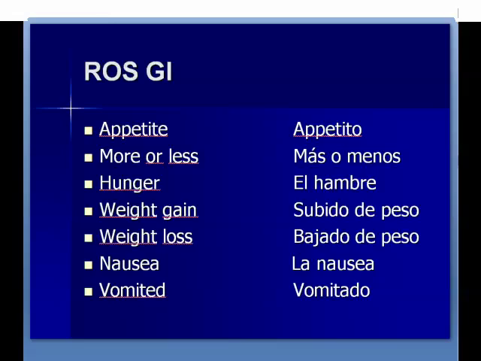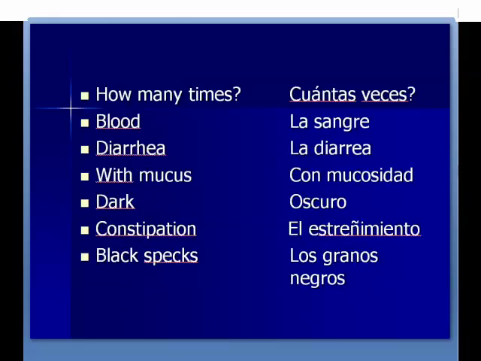Weight gain. Subido de peso. Weight loss. Bajado de peso. Nausea. La náusea. Vomited. Vomitado. How many times? ¿Cuántas veces?